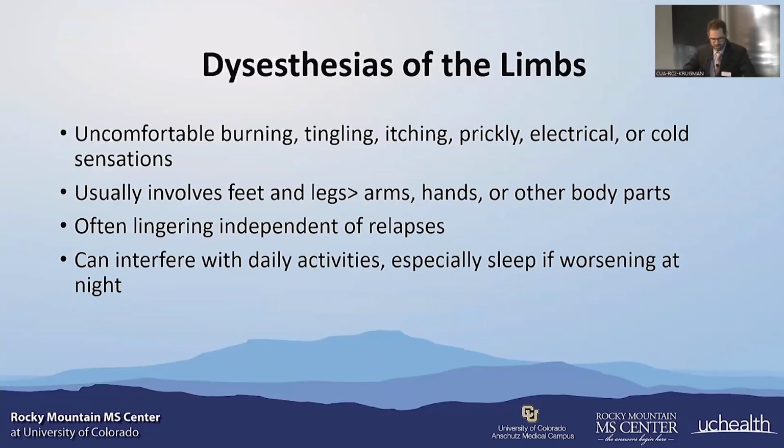Dysesthesias of the limbs, this is the common thing that people think about when they think about nerve pain. This is just that uncomfortable burning, tingling, itchy, prickly, electrical or cold sensations, usually in the legs and feet more than the arms and hands, but it can be anywhere. And these might linger, often independent of relapses. Again, sometimes better, sometimes worse, depending on certain things. Some people report that it's worse at nighttime.